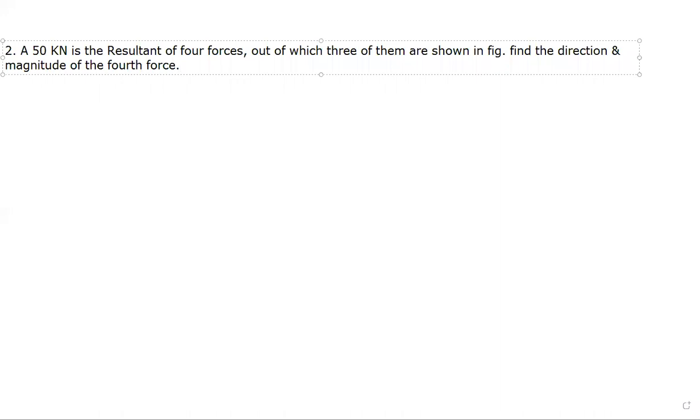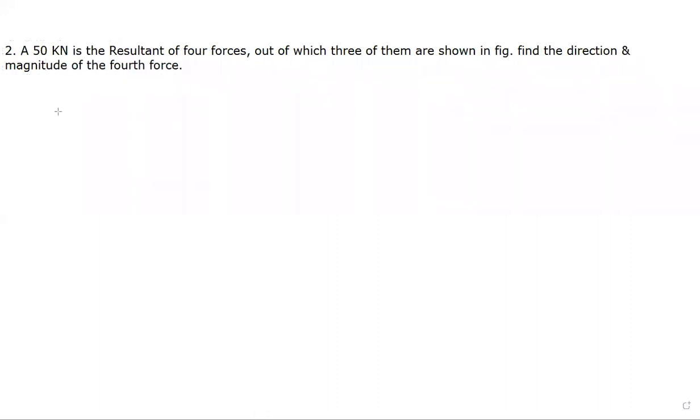The 50 kilonewton is the resultant of 4 forces. The magnitudes of 3 of the forces are known. You have to find the direction and magnitude of the fourth force. Okay, I will draw the diagram which is given in the numerical. So from the resultant value, you have to find the unknown force, magnitude and direction.